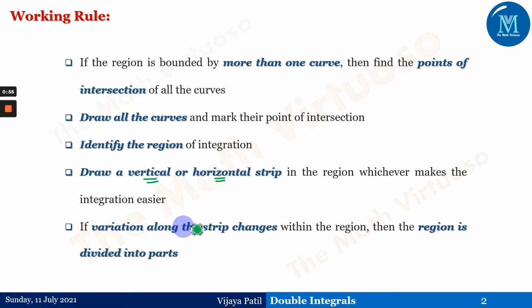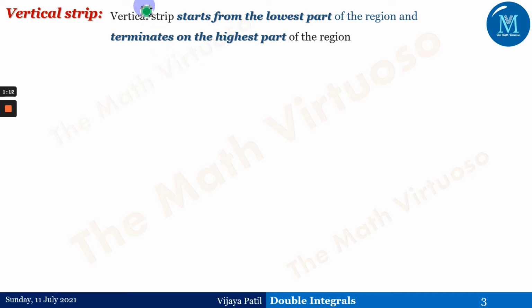So this is a working rule, and we have already discussed in the introduction session method 1 and method 2. Method 1 I have briefly introduced there, with a strip parallel to the y-axis and a strip parallel to the x-axis. So we'll be going into detail in this particular session. A vertical strip starts from the lowest part of the region and terminates on the highest part of the region.